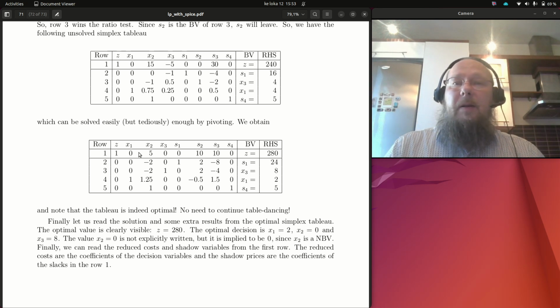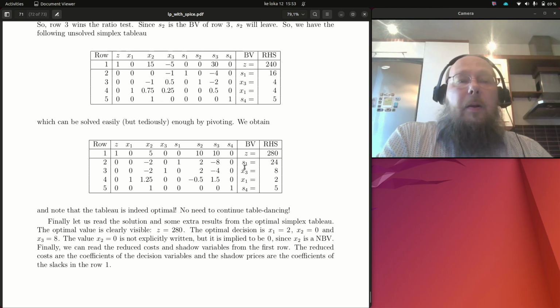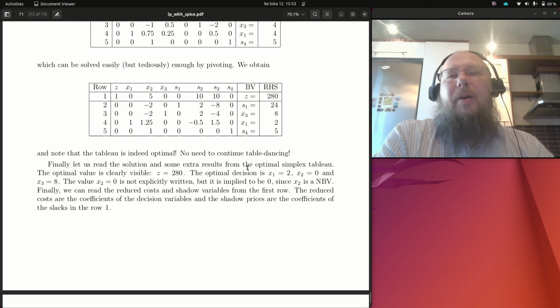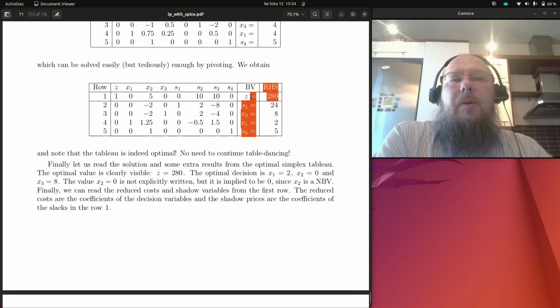And now what is left to do is to read the solution. And the solution is read, well, it's kind of a little bit tricky how you read it. So you read it here that z equals 280, so that's clearly the optimal solution. And then you read that these variables, S1 is 24, X3 is 8, X1 is 2, and S4 is 5. So at least I can read here that X1 is 2 and X3 is 8.